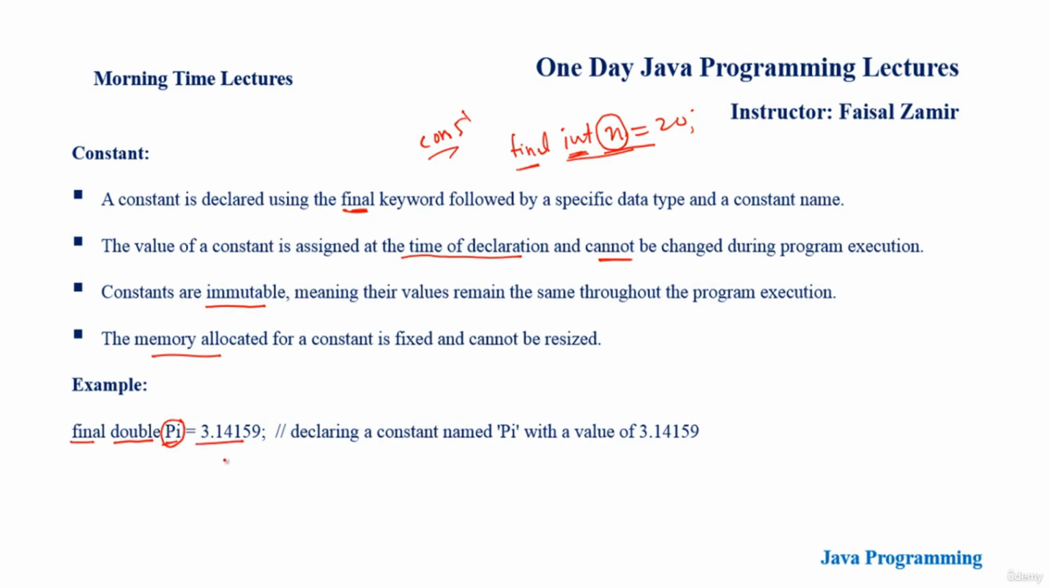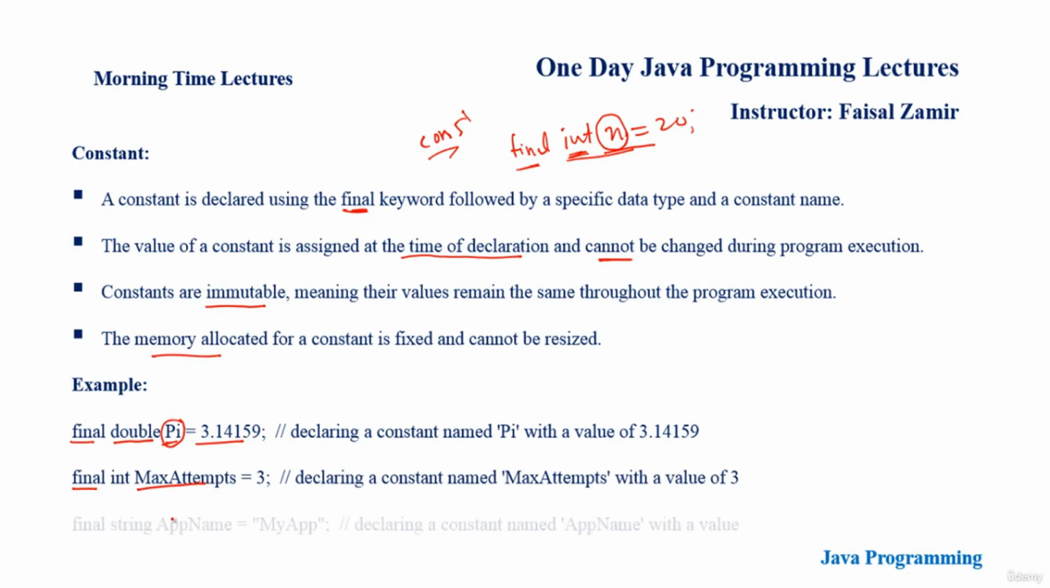Its value will be fixed. You cannot update the pi value. The same final keyword is used to make max attempts a constant. Its value will be fixed. You cannot update its value. Another is a string, app name, a string constant. You have used the final keyword to make this app name constant. Its value will be the same in the same program.